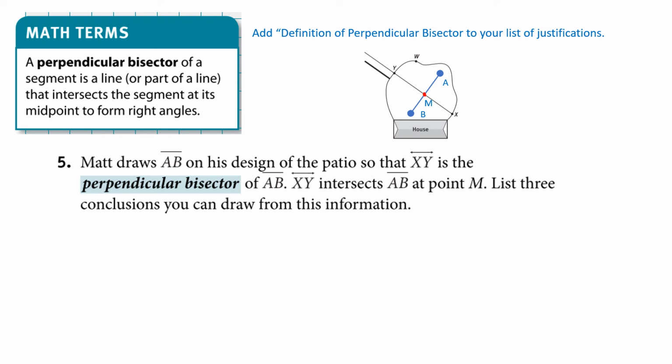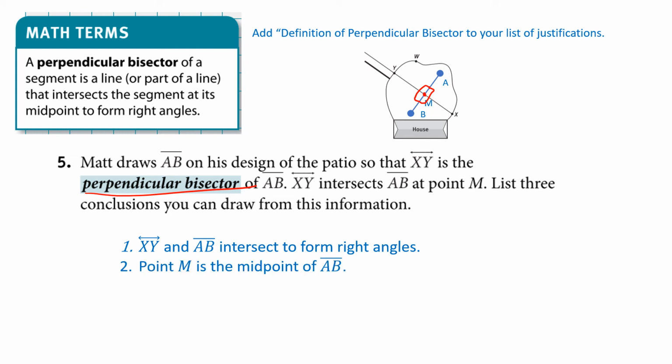First thing I'm going to say is that line XY and AB intersect to form right angles. We know that because XY is the perpendicular bisector. That's important. So we know that they form right angles. So I'm just going to draw 4 right angles right there, right? Point M is the midpoint of AB. That's just by the definition of perpendicular bisector, but it's the midpoint of AB, not of XY. XY is a line, lines don't have midpoints, but it's the midpoint of AB. It's what's being split in half.